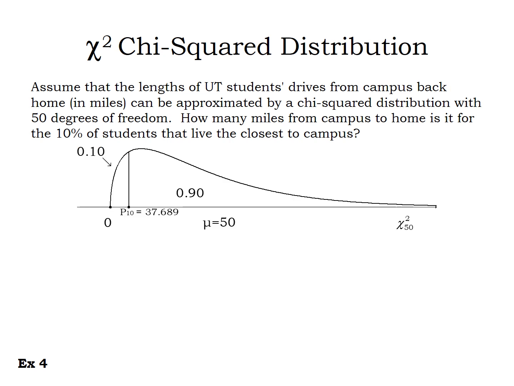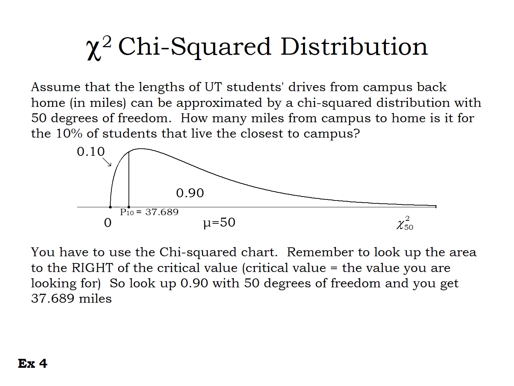And so the first thing I'm going to do is draw myself a chi-square graph. Again, from 0 to infinity, the mean is 50 because we have 50 degrees of freedom. We're looking for the 10th percentile, separating the shortest 10% from the longest 90% of drives. Okay. Now, as you can see from the graph here, okay, I'm claiming that that 10th percentile is going to be 37.689 miles. So how are we going to get that? We're going to have to look at the chi-squared chart.